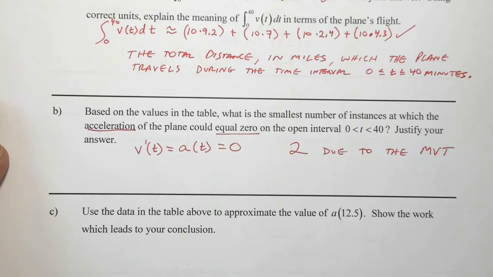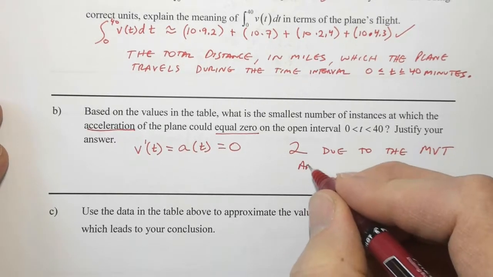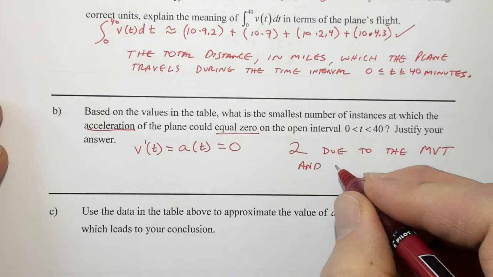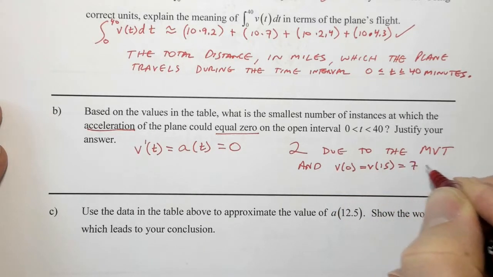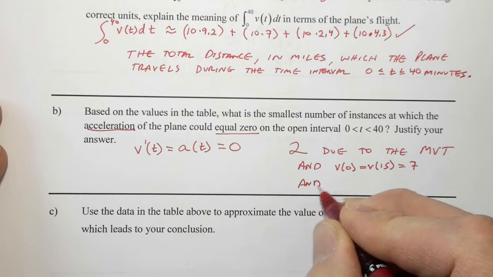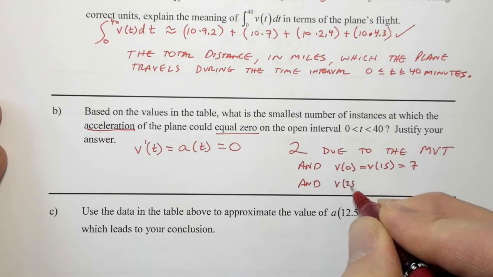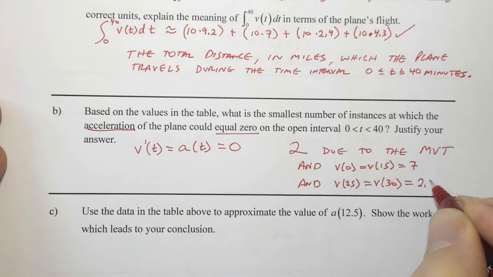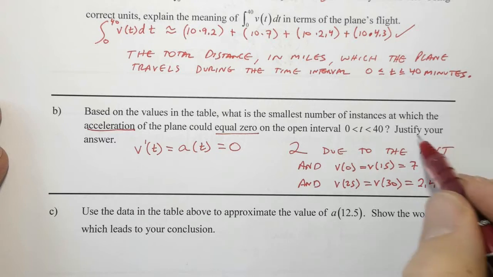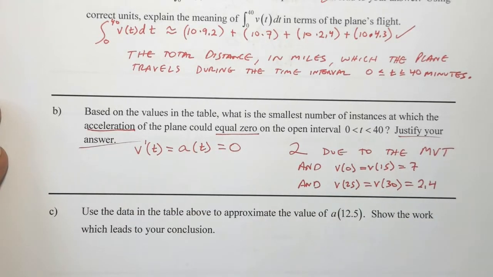Due to the mean value theorem, and V of 0 equals V of 15 equals 7, and V of 25 equals V of 30 equals 2.4. All right, and that is enough justification to get you your points.